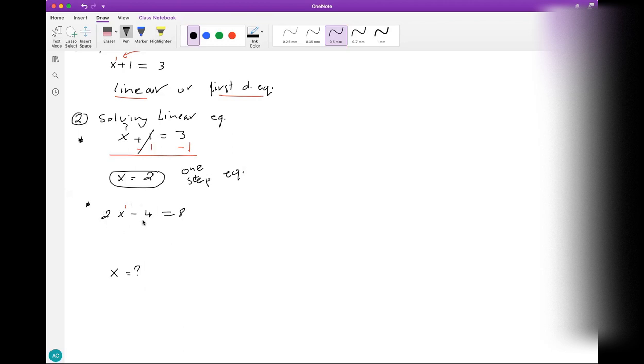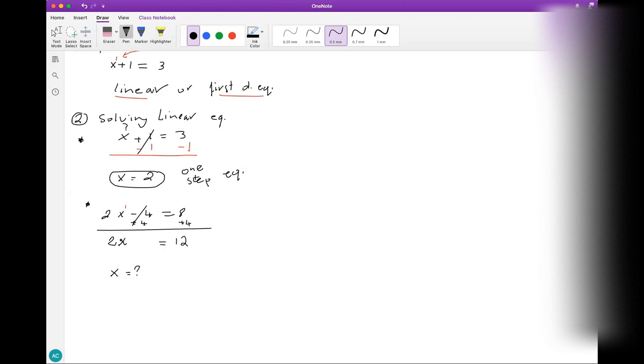The negative 4. Yes. How do you cancel the negative 4? You add 4 on both sides. Exactly. So we need the opposite of negative 4, which is positive 4. So we're going to do positive 4 here. Positive 4. It's 12. These two cancel out. So we have 2x by itself left. The equal sign. 8 plus 4, that's 12.